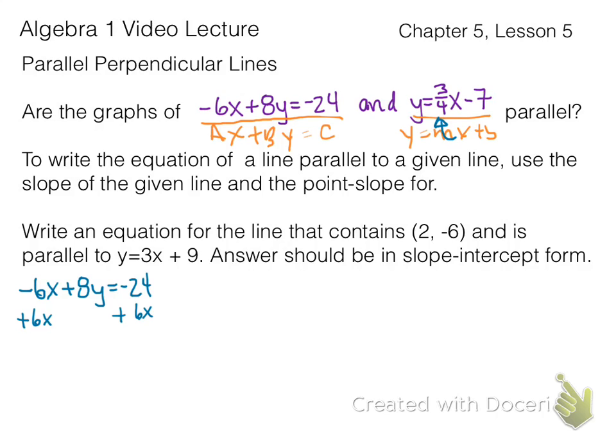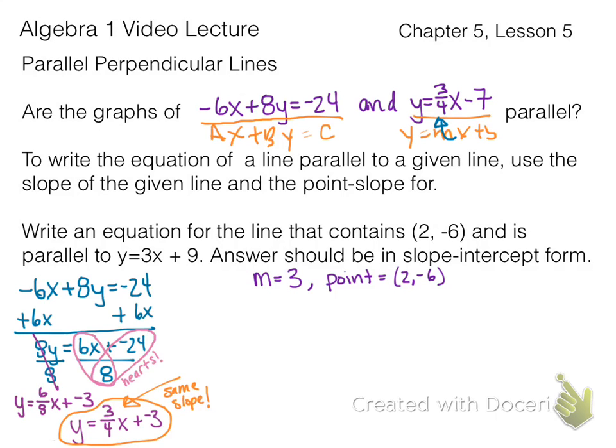So I'm going to add 6x on both sides, and then I'm going to divide by 8 on both sides. So that becomes y equals 6/8 x plus -3. Simplify the slope, and you get 3/4. So the slope is the same between the two equations, which means these two lines are parallel.